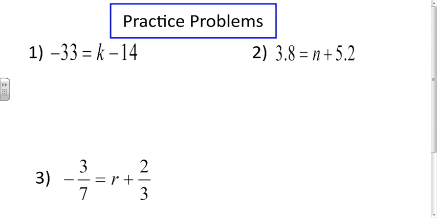All right, here are some problems for you to do on your own. Complete these three. Hit pause while you're doing that, and then hit play once you're done, and we will walk through the examples.